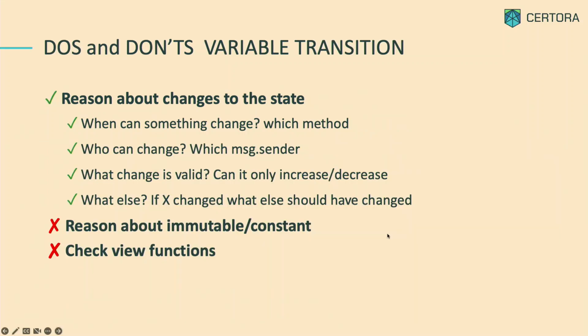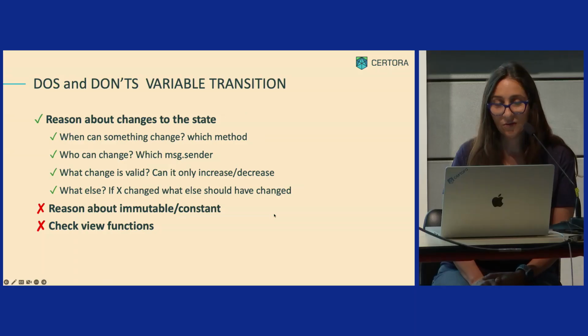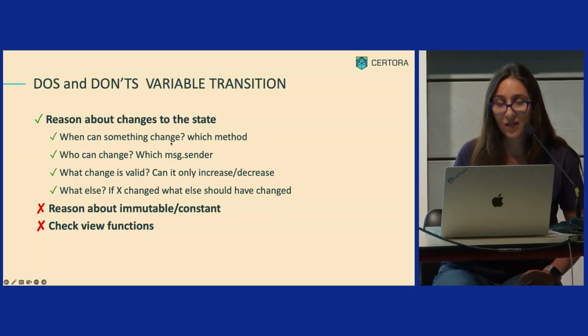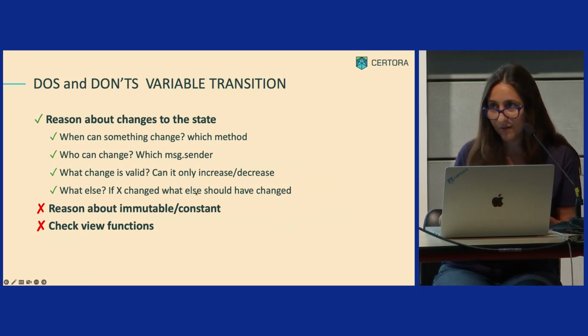Okay, some do's and don'ts about variable transition. So we have summarized all of this. We want to reason about the changes, about when, about who, about what change is valid, and what else would happen to the system if it changed.